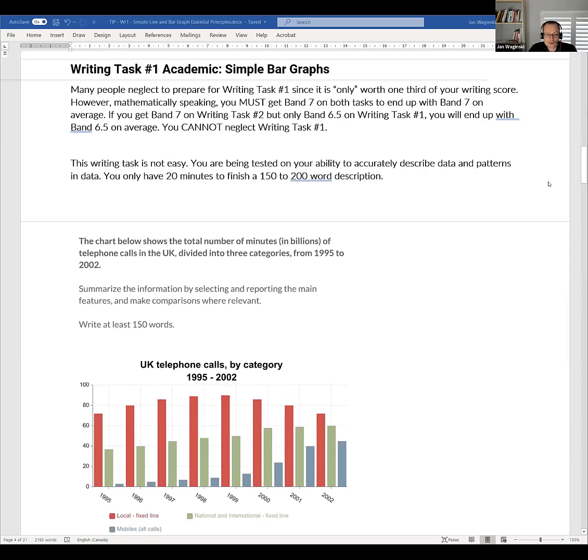Okay. So this writing task is not easy. You're being tested on your ability to accurately describe data and patterns in data, and you only have 20 minutes to write a 150 to 200 word description. That being said, it's a very useful, very important writing task because this is the kind of information you provide to support all of your ideas in any kind of academic text, in any kind of scientific report, business report. So this is a very common writing task in college, in university, even in high school. And that's why this is the first writing task.